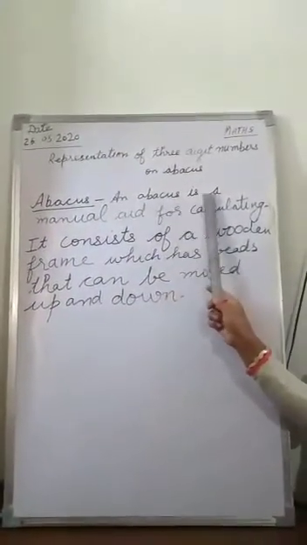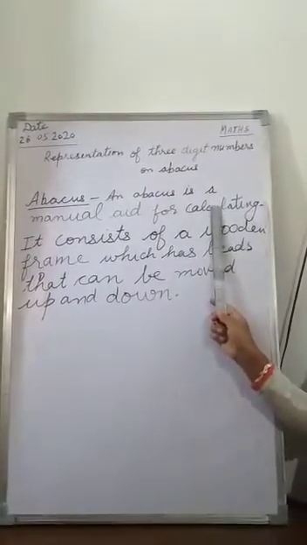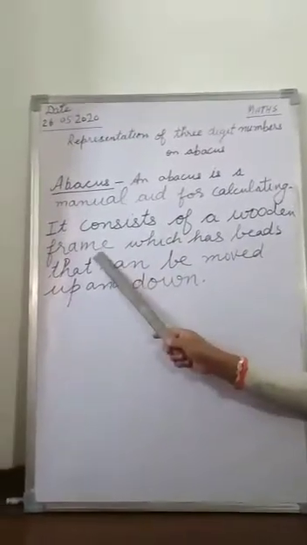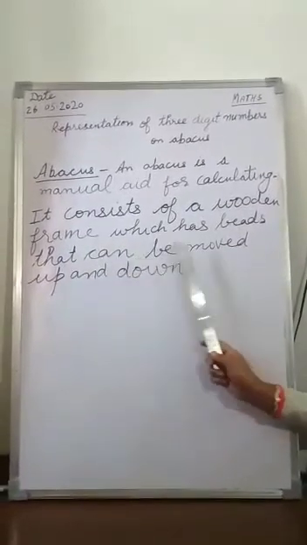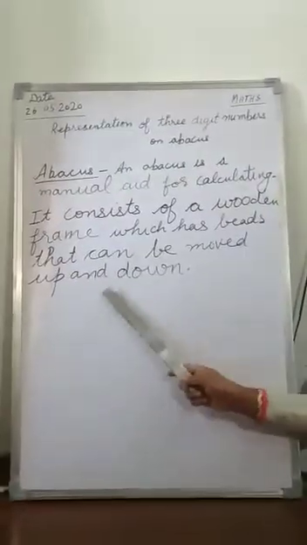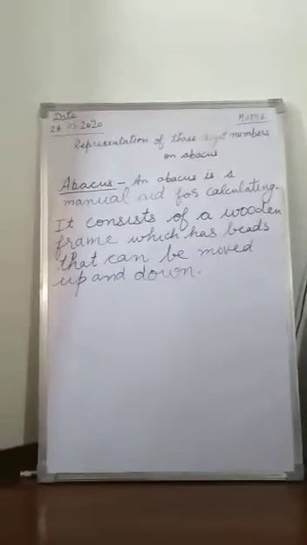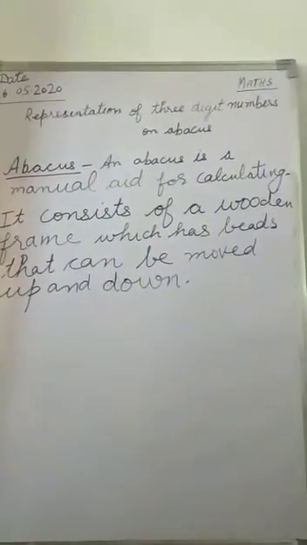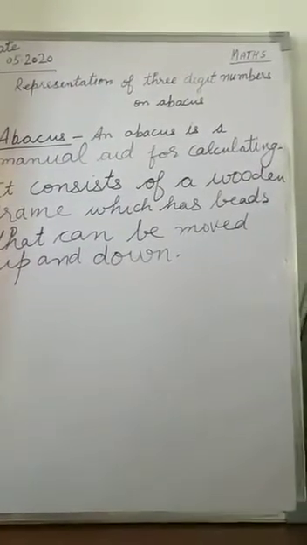An abacus is a manual aid for calculating. It consists of a wooden frame which has beads that can be moved up and down. In very simple language, we can say that an abacus is a device for helping a human being to calculate by remembering what has been counted.